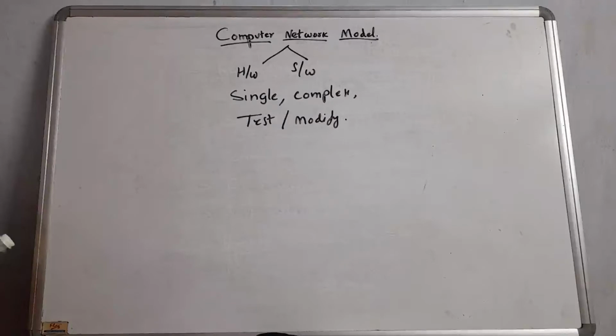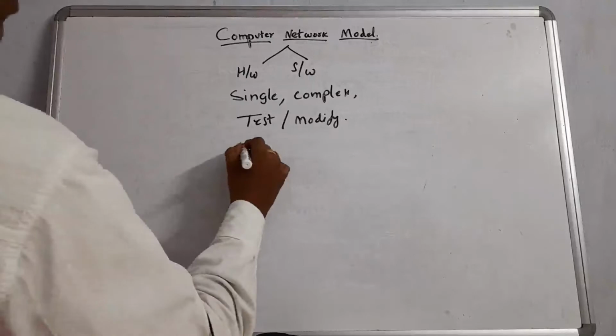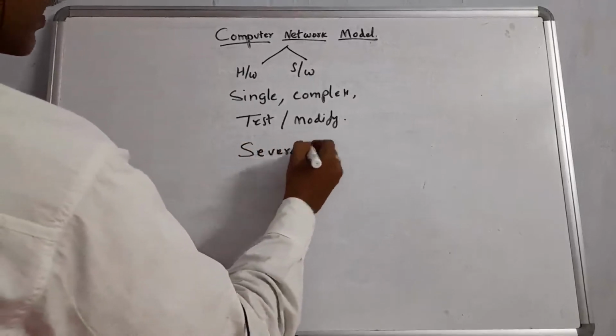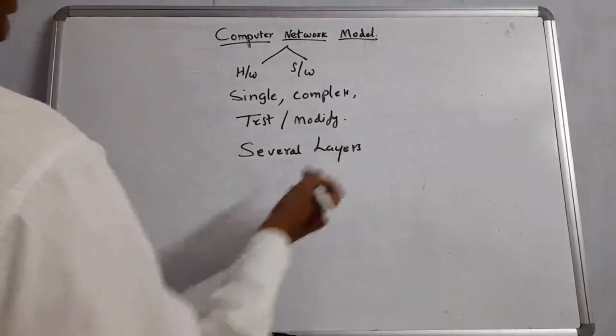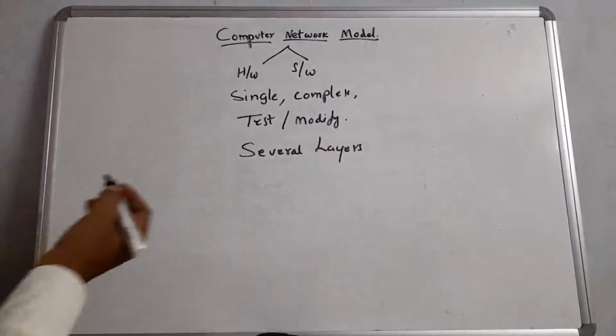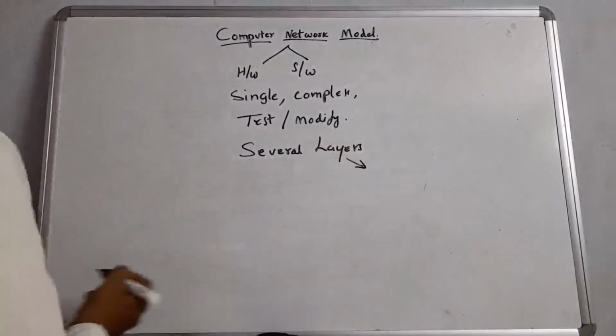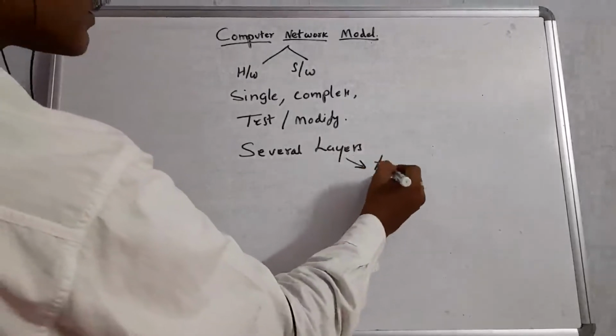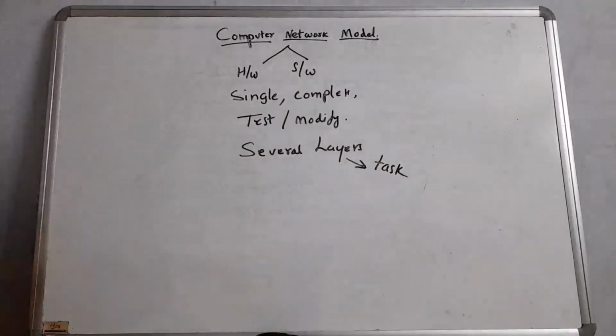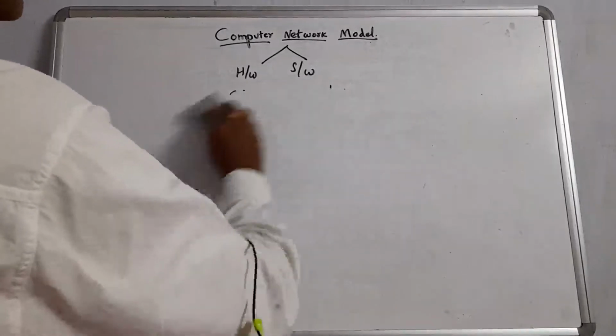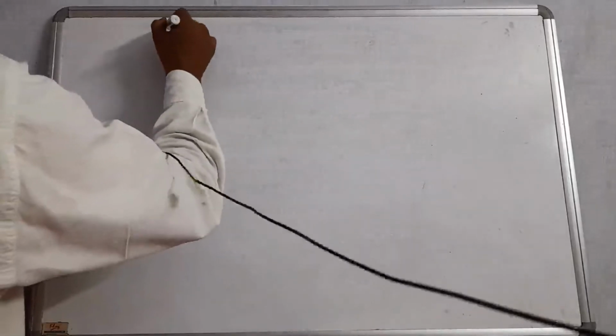In this approach, the networking concept is divided into several layers, and each layer is assigned a particular task. Therefore, we can say that the networking tasks depend upon the layers. So, let us discuss what we mean by a layered architecture.